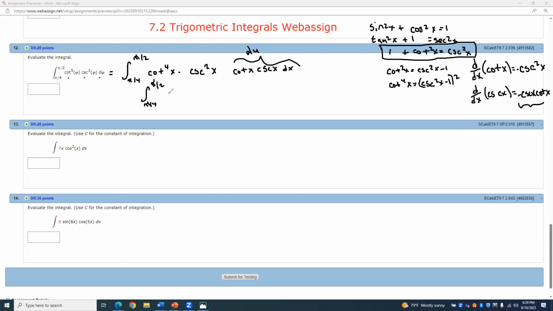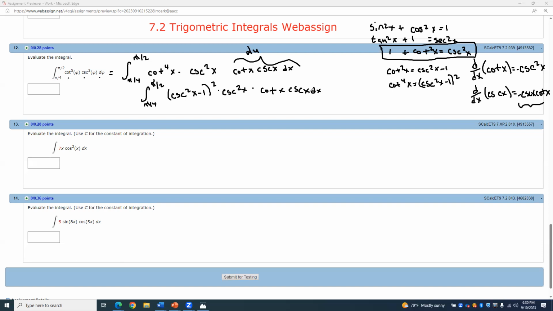The rest of it from there is algebra, painful algebra often, but that's okay. So I'm going to rewrite this as cosecant squared minus 1, squared, times cosecant squared x, and then here's my cotangent x cosecant x dx.